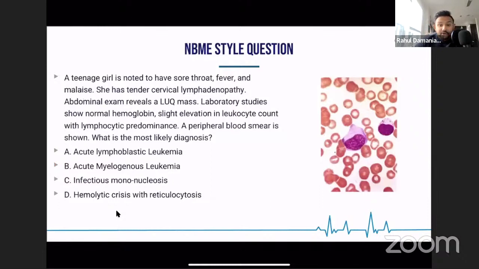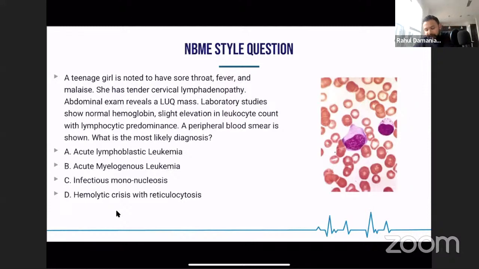A teenage girl is noted to have sore throat, fever, and malaise, so constitutional symptoms. She has tender cervical lymphadenopathy. Abdominal exam reveals a left upper quadrant mass. So you're going to kind of localize your pathology here. Laboratory studies show a normal hemoglobin, a slight elevation in leukocyte count with lymphocytic predominance. A peripheral blood smear is shown.